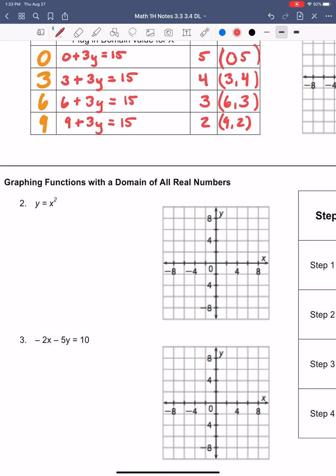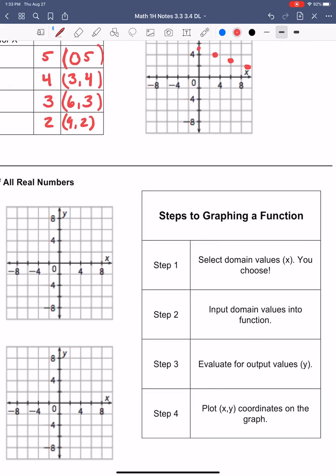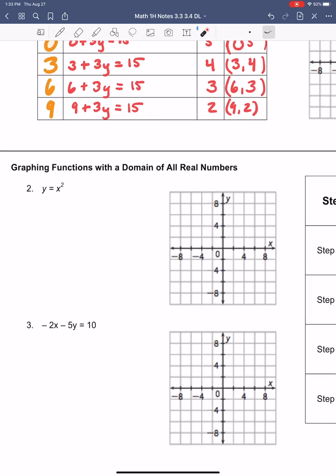Graphing functions with a domain of all real numbers. So it's got some steps here. It says, if they don't give you a domain, then you select the domain values. So that's up to you, right? You select the domain values and you get to choose them. So what I'm going to do is I'm going to select my domain here. My domain values should be my x's here. So that's going to be -2, -1, 0, 1, and 2. I like to pick some negative numbers and some positive numbers when I choose my domain, and I usually have 0 in the middle there.